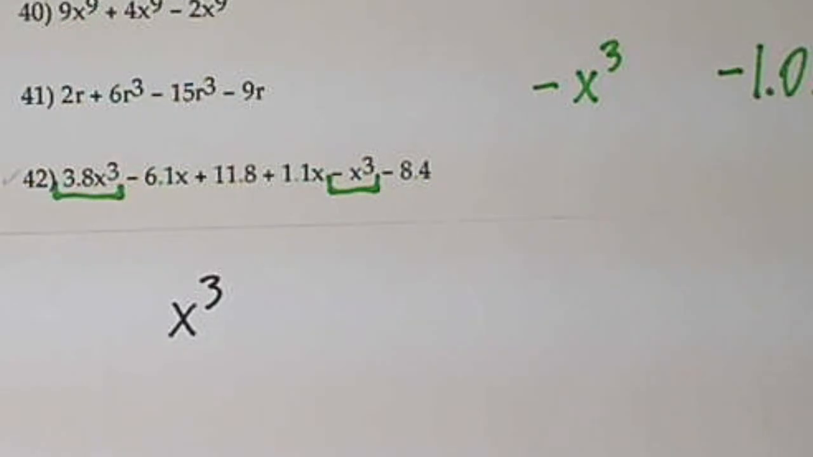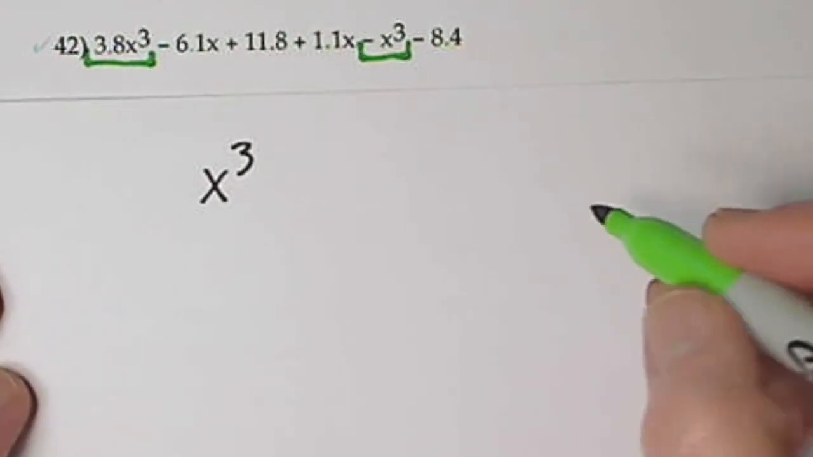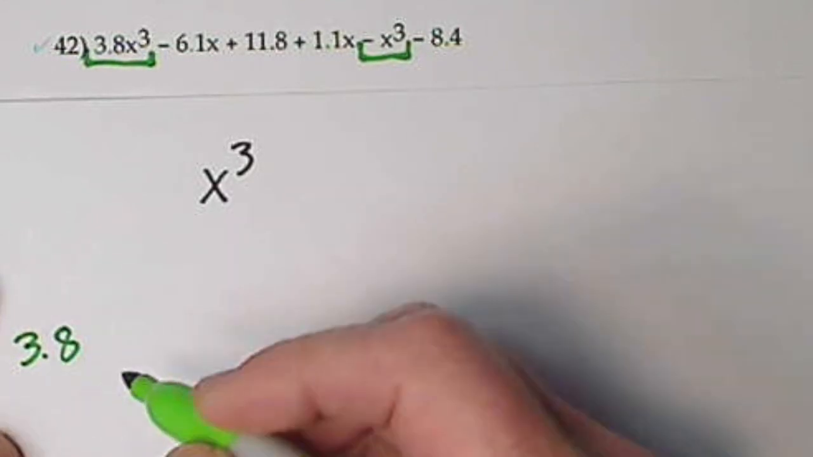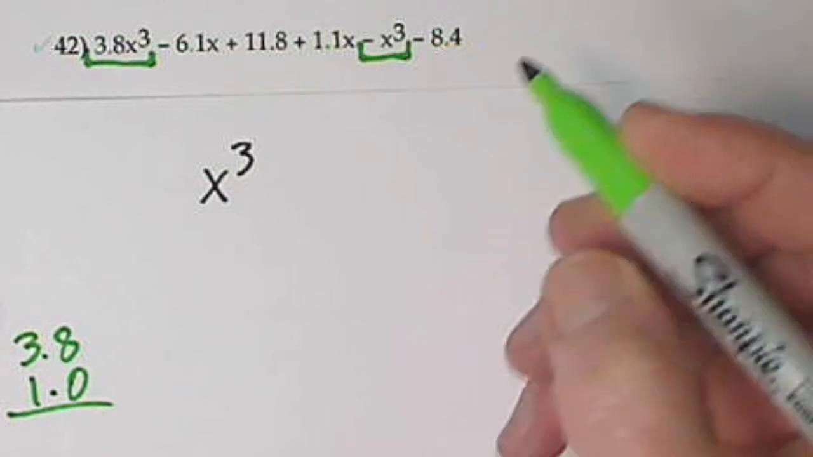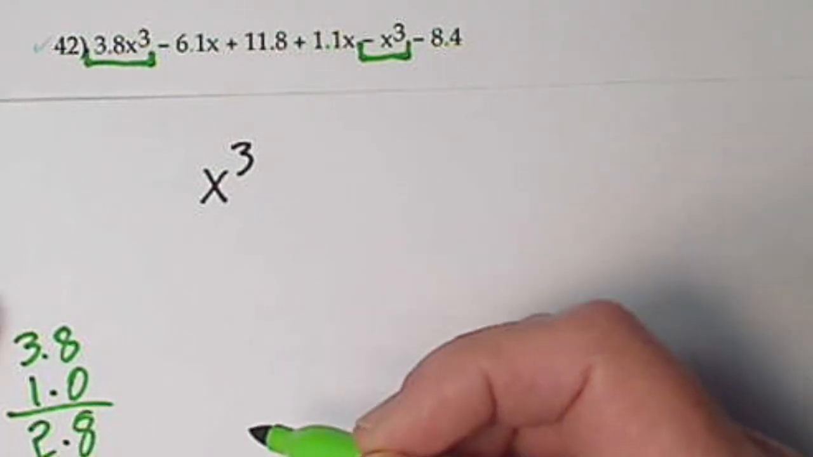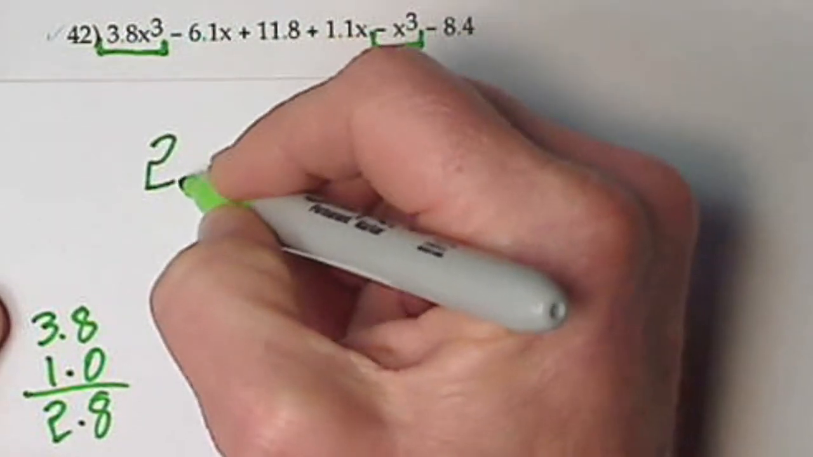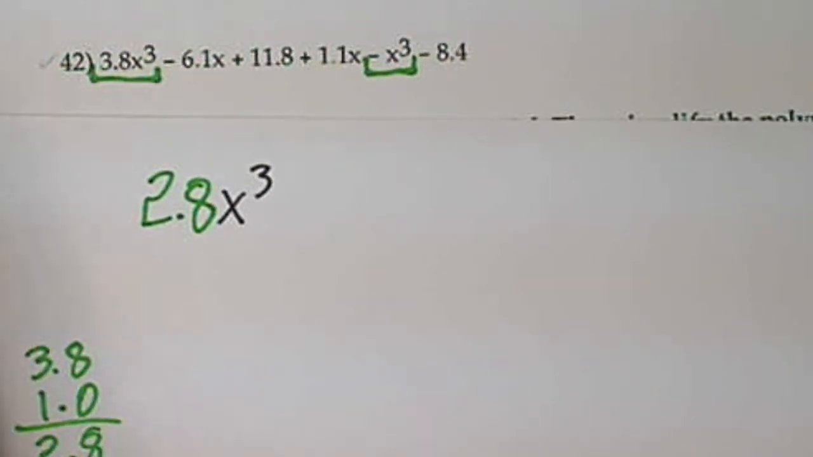All right, but I have 3.8. I'll do my calculation over here. We have 3.8, and we're subtracting 1.0 because that's negative. So we're left with a positive 2.8. Okay, so this x to the third is 2.8 x to the third. And let's see our next like terms.